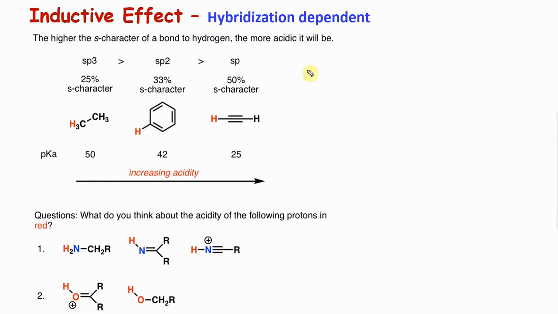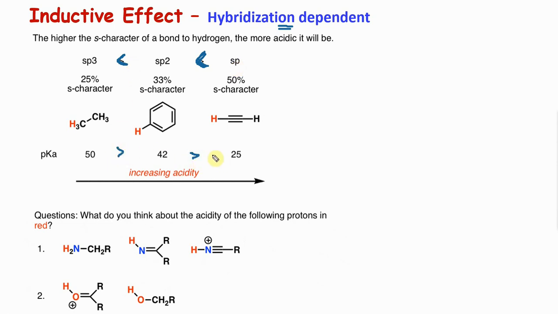I'm just putting a different slide to make it clear. This is hybridization dependent. We saw that acidity is proportional to S character. So the S character is 25%, 33%, 50%. The higher the S character, the more acidic it will be. Oops, sorry, I put the symbol wrong here. Correct it in your notes. Here the S character is higher, so this is going to be more acidic. Now this symbol actually goes here.